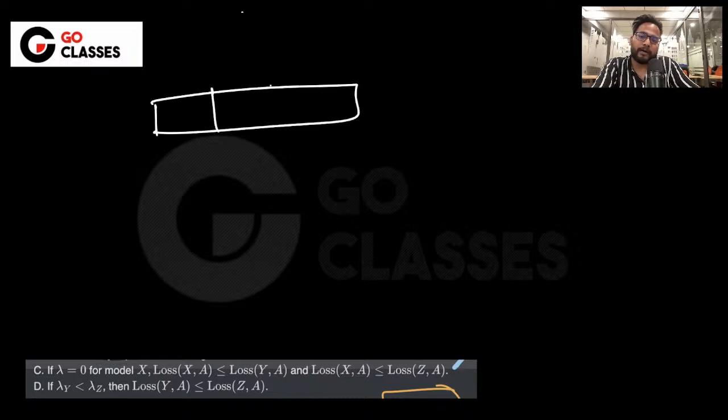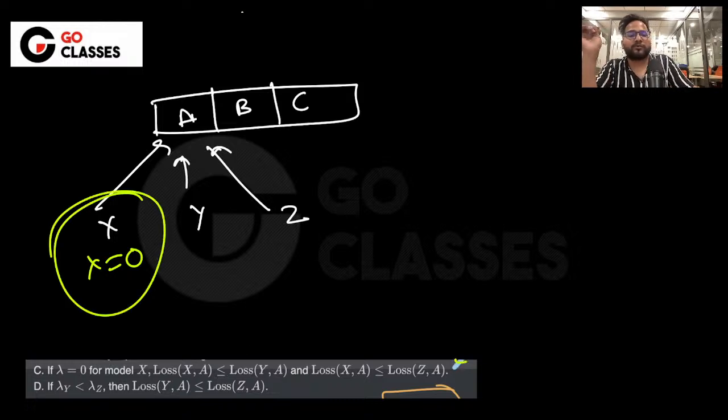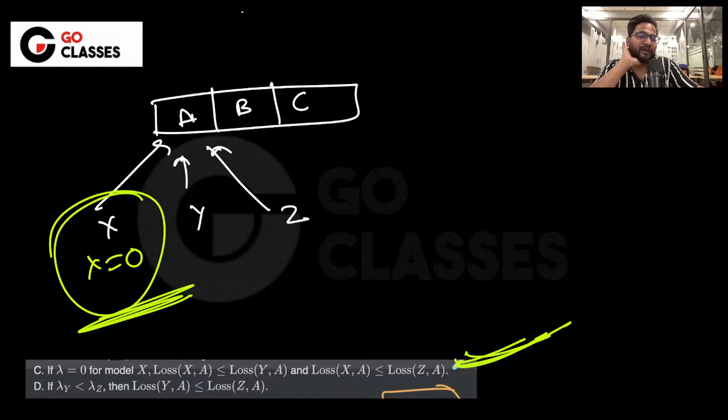So basically they are saying you have divided into A, B, C, and now X, Y, Z are there. X, Y, Z are three models which are trained here. Now they are saying this one has lambda equal to 0. Again, this was a nice question. How many of you were able to solve it? See, if lambda equal to 0, then we have seen that test loss might be less, but train loss will be more.